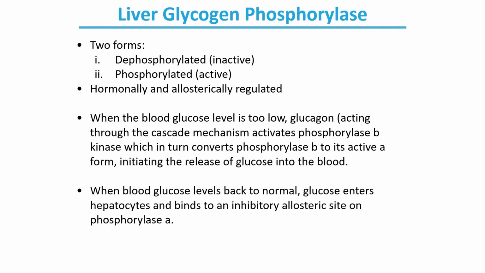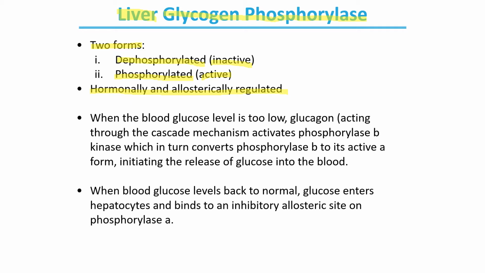Next up is the same enzyme, glycogen phosphorylase, in the liver. In the liver, the main thing to remember is that the main hormone that acts on this enzyme, or controls its activity, is going to be glucagon this time, not epinephrine. Two forms of this enzyme exist, similar to the muscle phosphorylase. The dephosphorylated form is inactive, the phosphorylated form is active. So up to here it's exactly the same as the muscle phosphorylase. This one is also hormonally and allosterically regulated, the same property as the muscle phosphorylase.